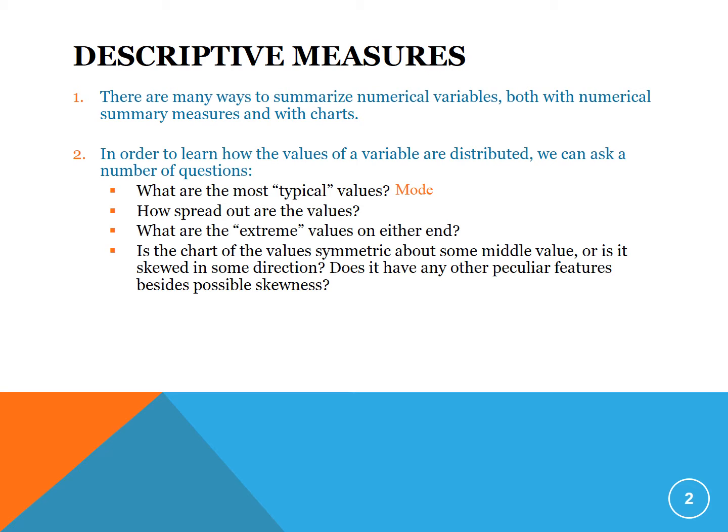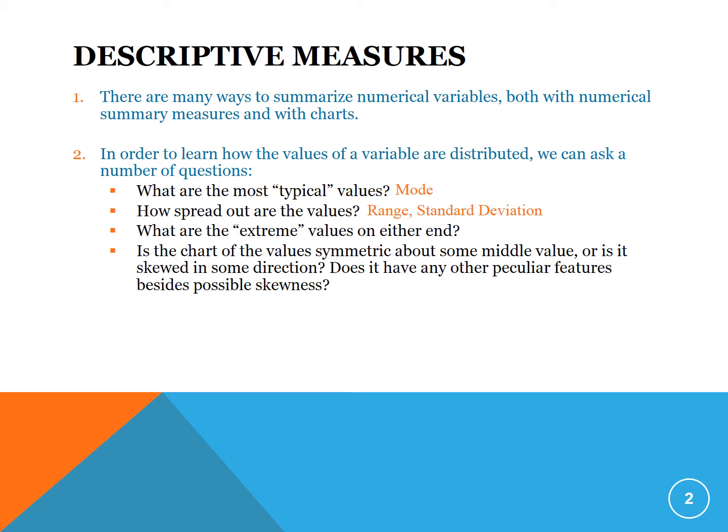Okay? How spread out are the values? For example, your value may be 30. Another person's value for age may be 53. So we're looking at how spread out that is, right? And we can measure the spread of values by looking at range, and we'll look at what that means in future slides, and we can also use standard deviation.